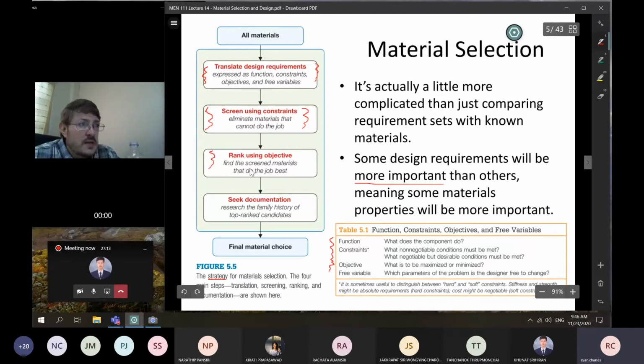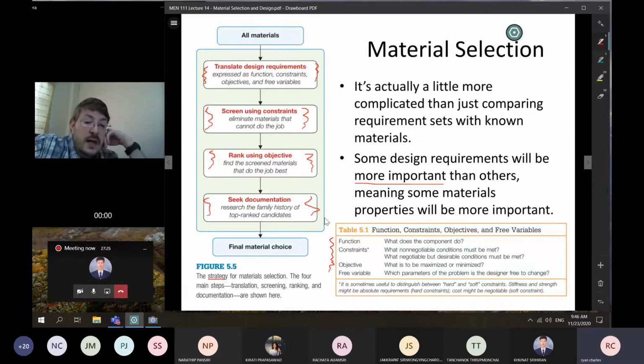Rank using objectives, right? Seek documentation, right? So you can get a little more in depth. You have all of these requirements. Some are very important and non-negotiable. Some of them you don't care about, quite frankly. All right. So the ones that are important, you figure out what you're trying to maximize or minimize, right? And then you can rank based on those properties.